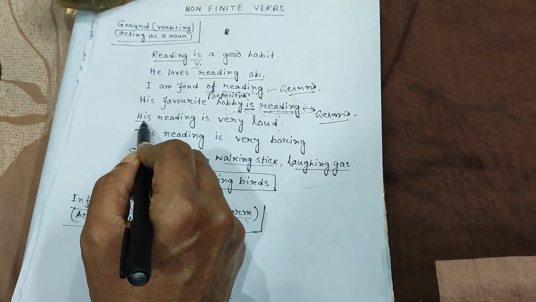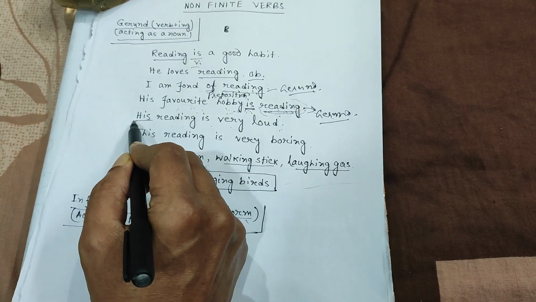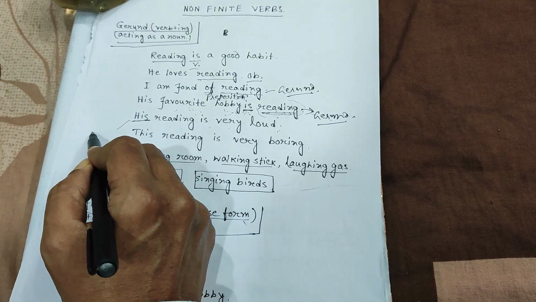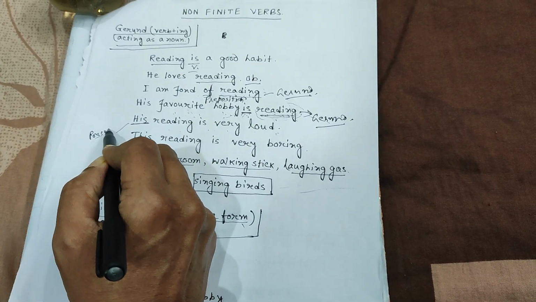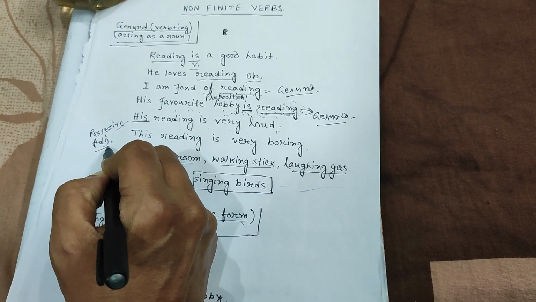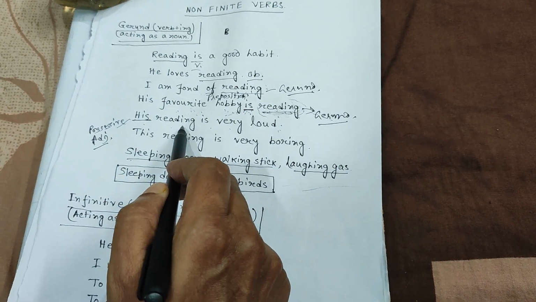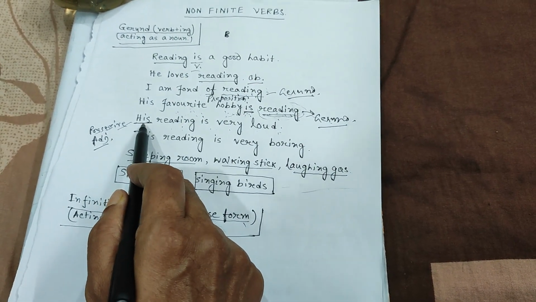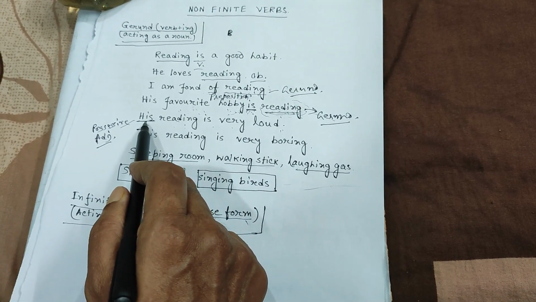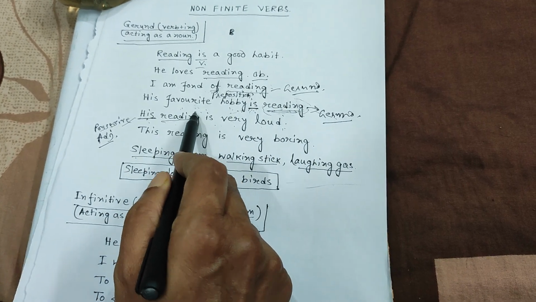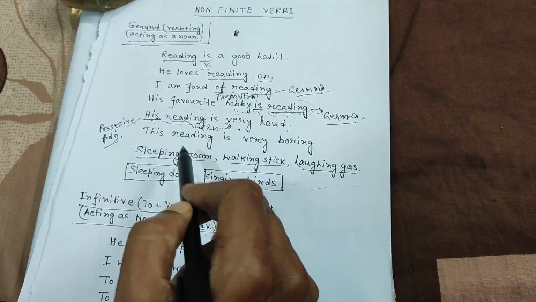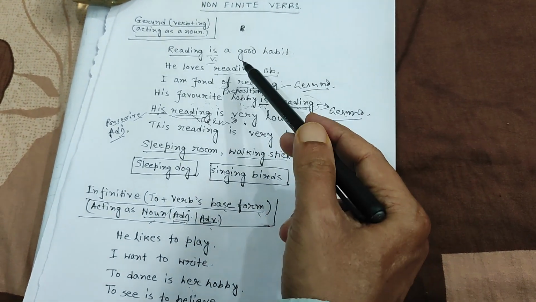Now his is a possessive adjective. So his reading, a possessive adjective, can be placed only before a noun. So this is also a noun and it is an ing word. So this is a case of gerund. So you can find the different roles of gerund here.